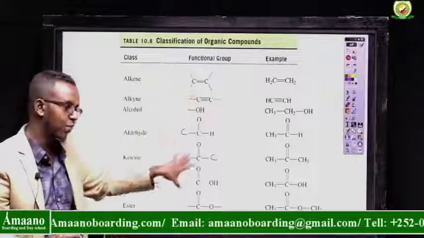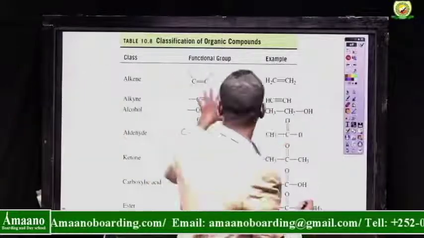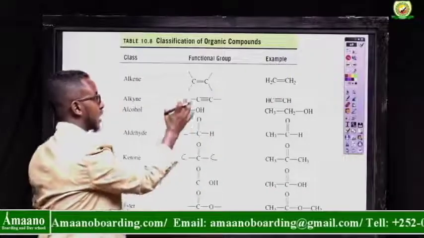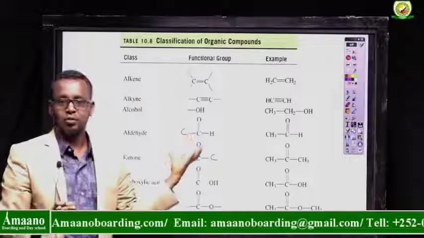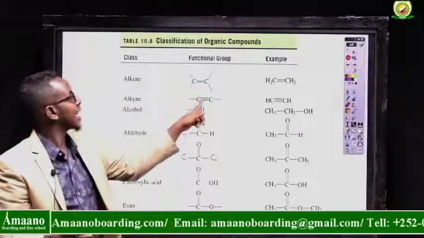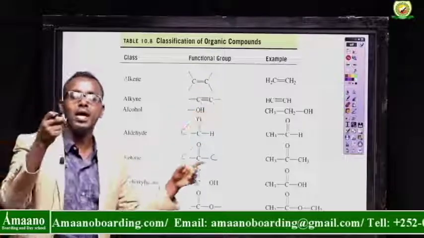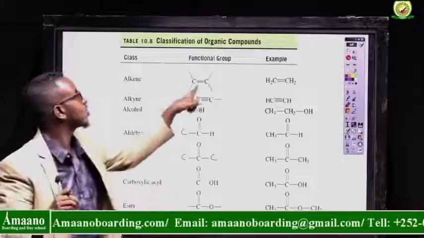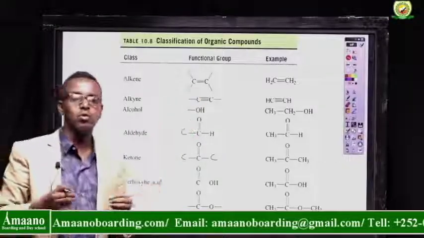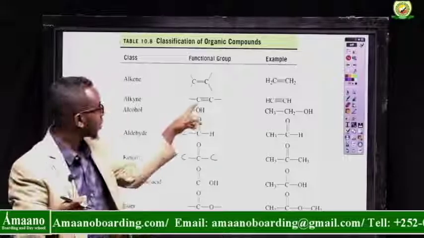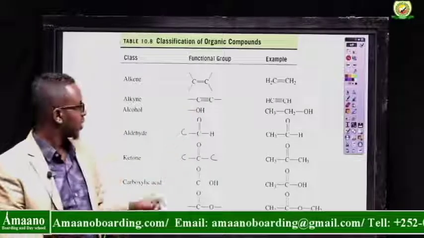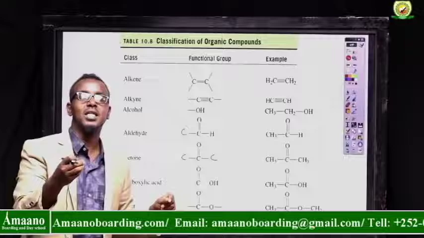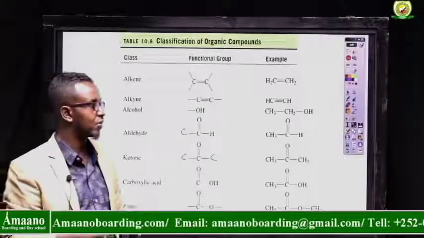So most of the families have a functional group, and this part is very important. It is responsible for the reaction of the family. For example, alkenes and alkynes do a reaction called addition. They undergo addition reaction because of the double bond and triple bond. Alcohols do what we call dehydration because of the OH group. Aldehydes can be oxidized to carboxylic acids because of this functional group.